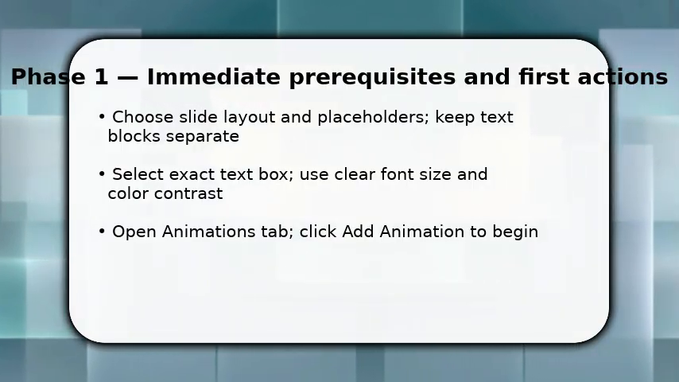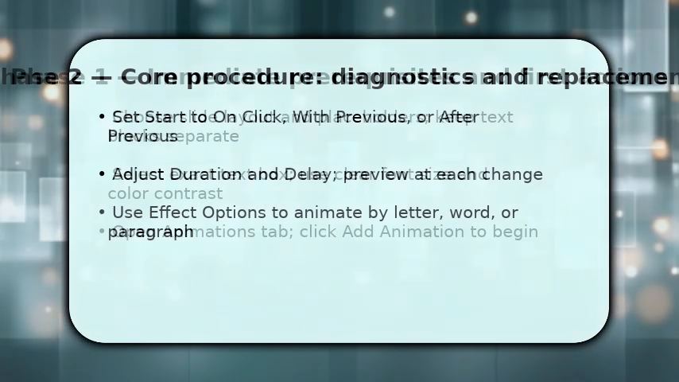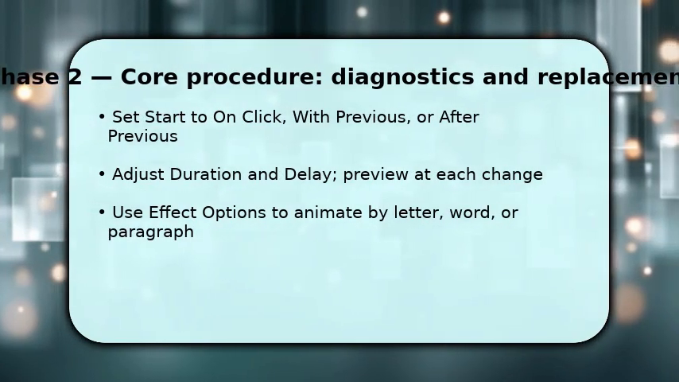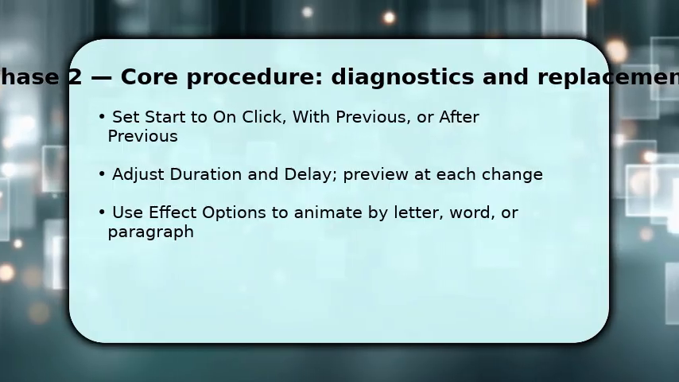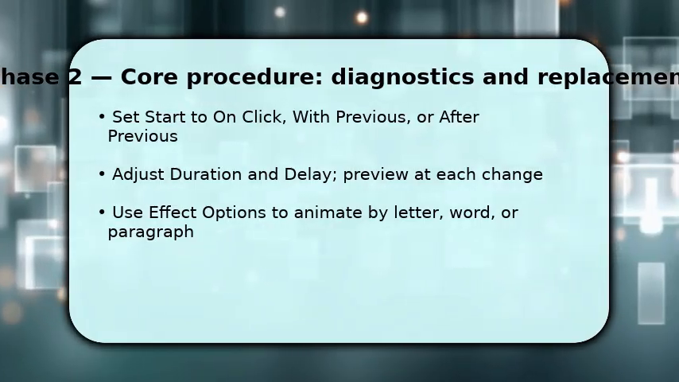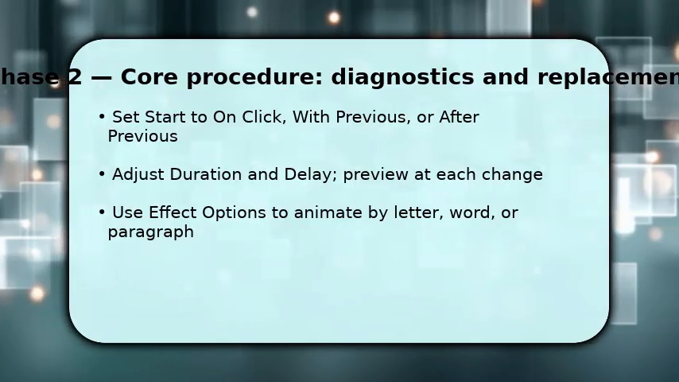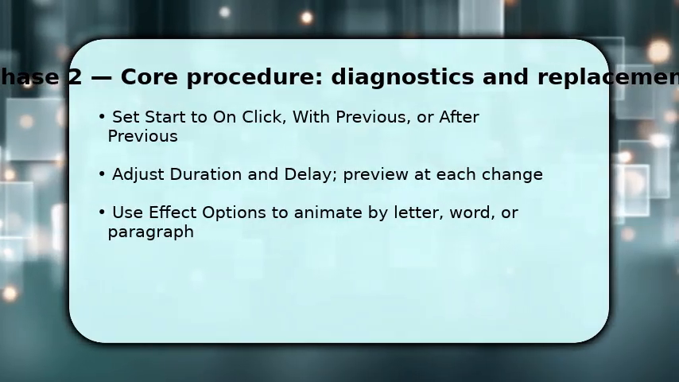Now you'll refine how the text behaves. Change Start to On Click with Previous or After Previous to control sequencing. Once chosen, set duration and delay. Shorter durations feel snappier for titles, longer for emphasis, and always preview after each tweak.